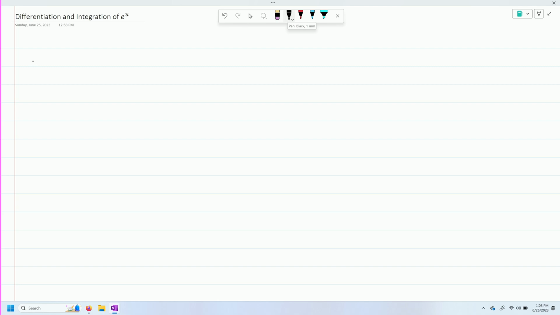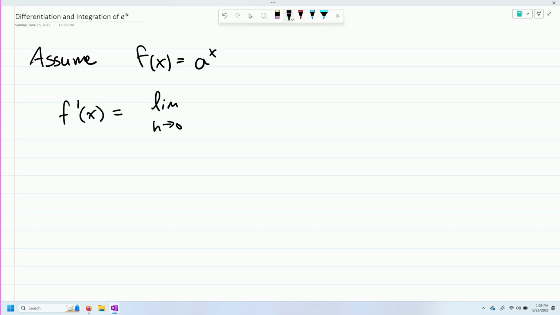So first, let's just assume that we have the function f of x equals a to the x. So this is just your basic exponential function, nothing special about it. All right. If we wanted to find the derivative, then we can go ahead and use the definition of the derivative, which is the limit as h approaches 0 of f of x plus h minus f of x all over h. Hopefully we all remember this and how dreadful it was when things started to get a little weird and you had a lot of algebra.